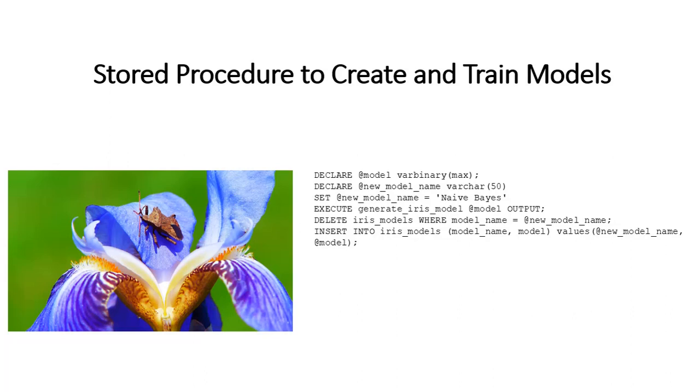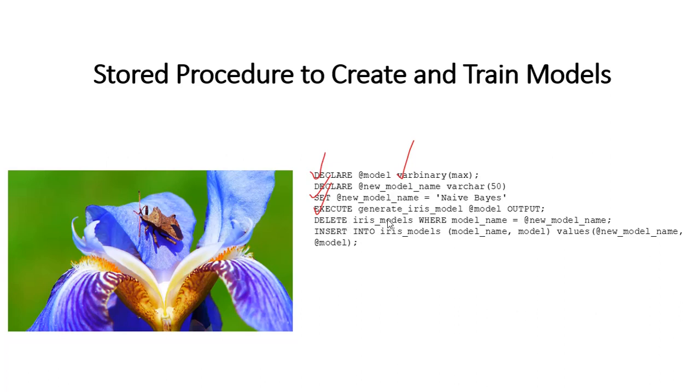Here is our stored procedure to create and train decision tree models. First, we declare a variable to be of an object data type, and specifically varbinary. Then we declare a second variable that will hold the model's name. We're setting this one equal to naive Bayes. We execute the stored procedure that we built in the previous slide, and we are having output from that stored procedure.